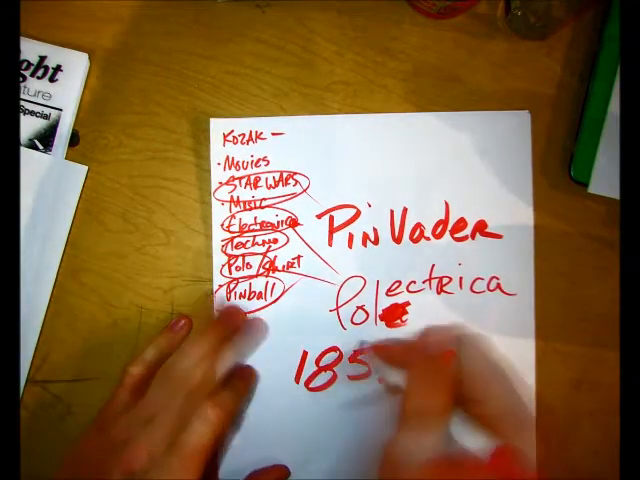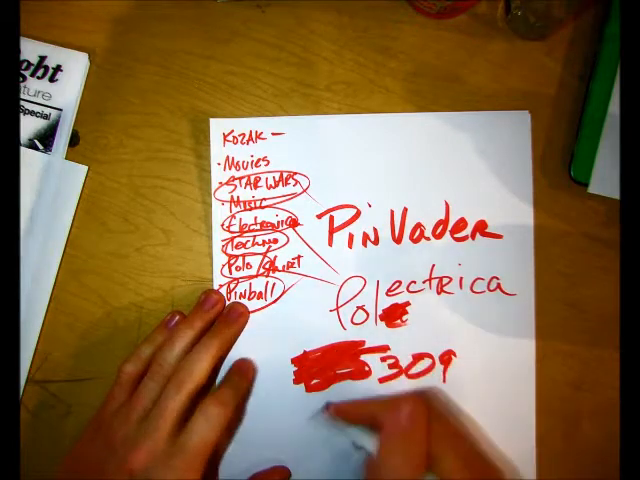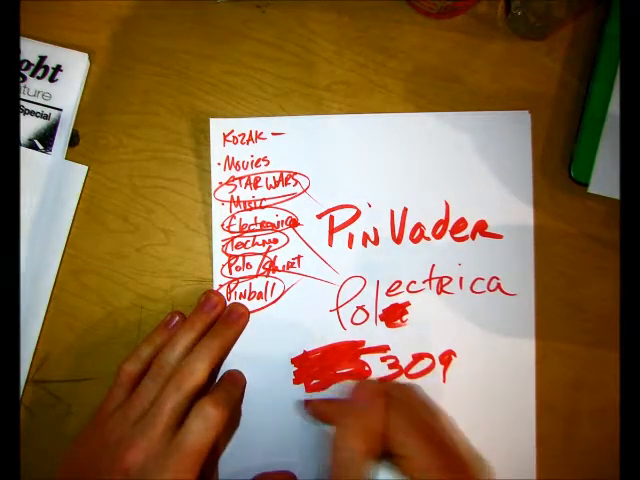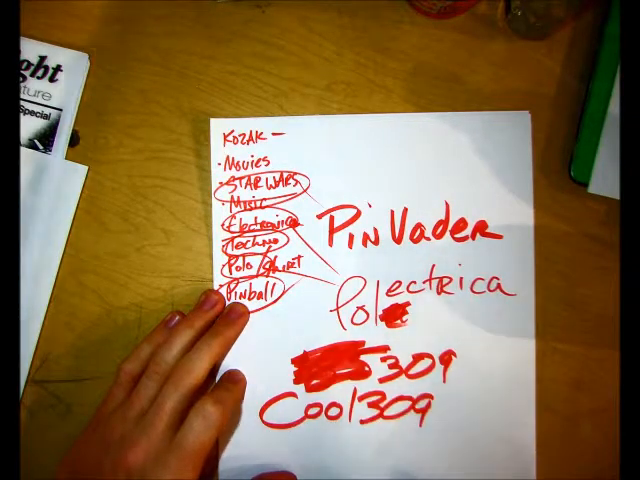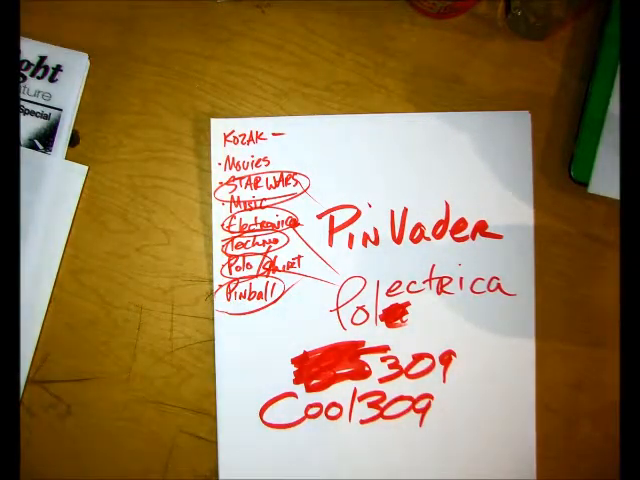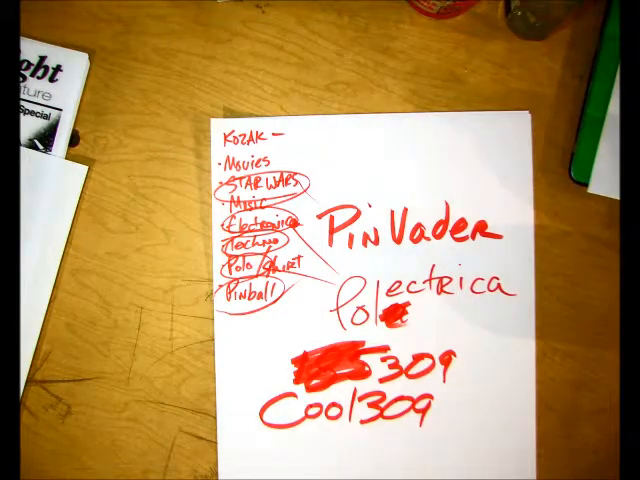So I'm going to tie this in. I'm going to get rid of this. I want to have, I don't know, Cool 309. You can tie numbers in. You can tie a bunch of stuff in. But come up with something that is you. This is going to be your new name.